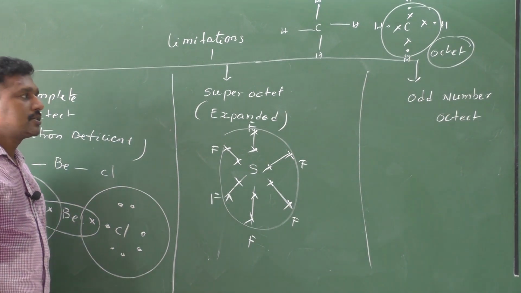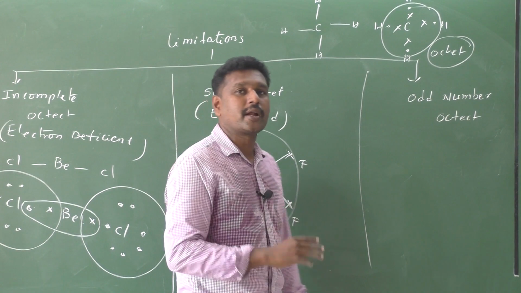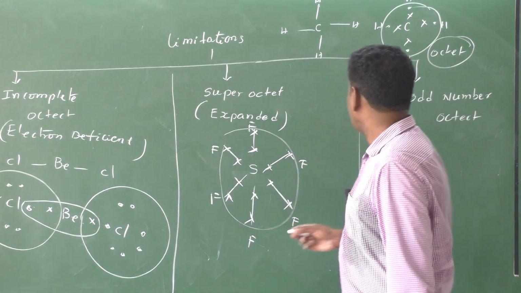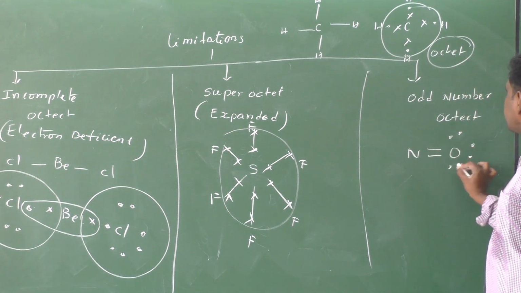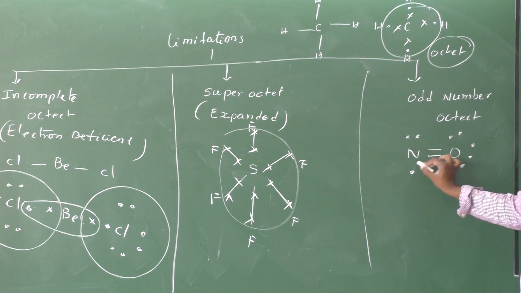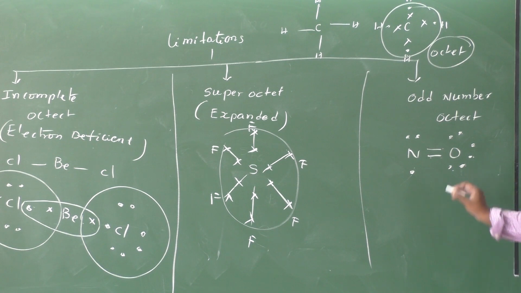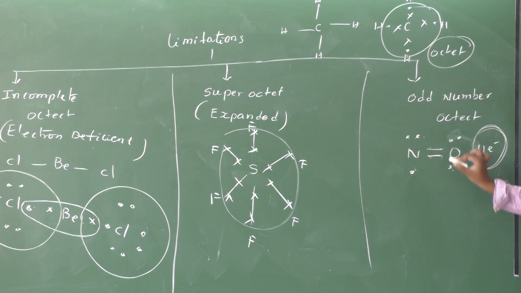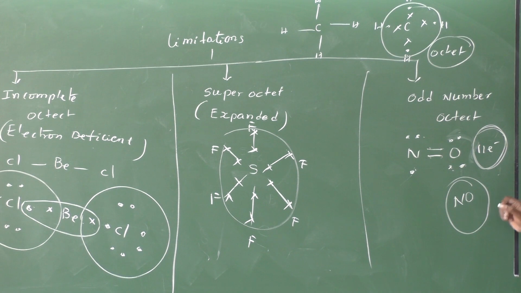Next is odd number octet. An odd number of electrons is not normally considered, but some molecules have an odd number of electrons and are still stable. Take NO. Counting the electrons in this structure, we get 11 electrons, sorry, not 13. Only valence electrons are considered, not the remaining electrons. So there are 11 valence electrons, an odd number, but the NO molecule, nitric oxide, exists.